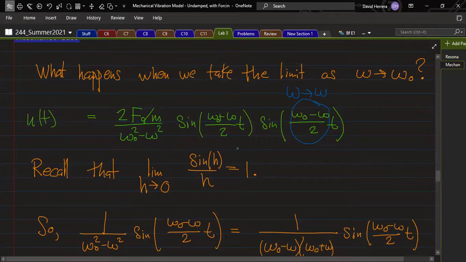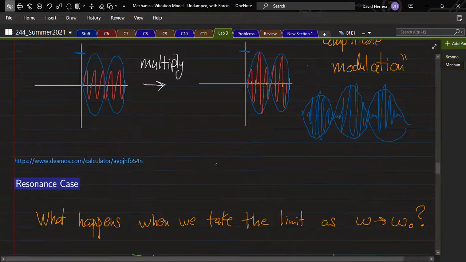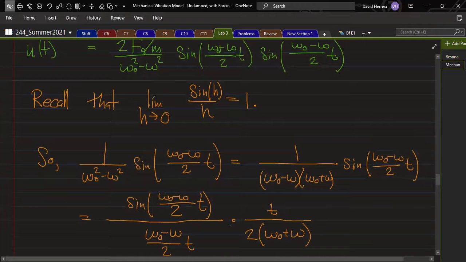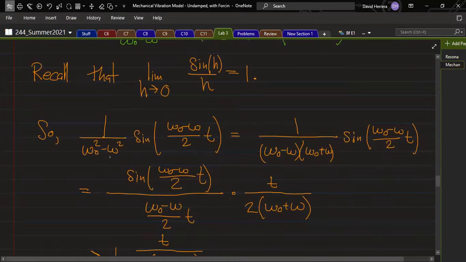So let us just go down and see that. We're just going to use this limit. If you remember, this is a sine limit. So let's take those two terms, the problematic terms. I'm going to factor this using the difference of squares. So I have this, and I basically want to use this.